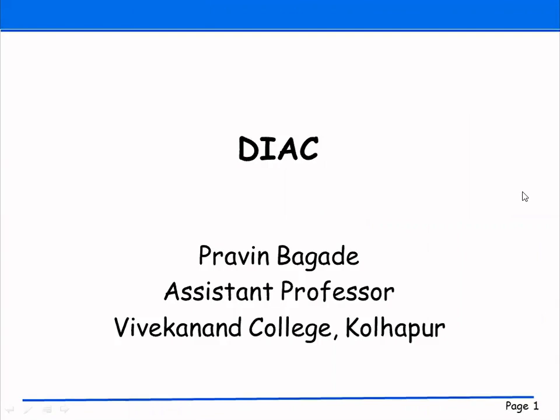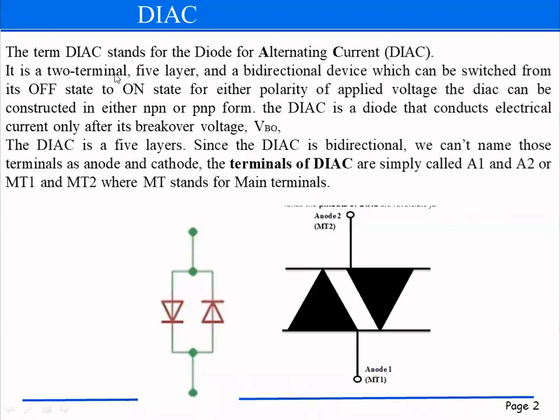And in this lecture, we are learning about a power device, that is the diac. This is a semiconductor device, and it stands for diode for alternating current. That means this device is similar to the diode, but it operates in a bidirectional way.